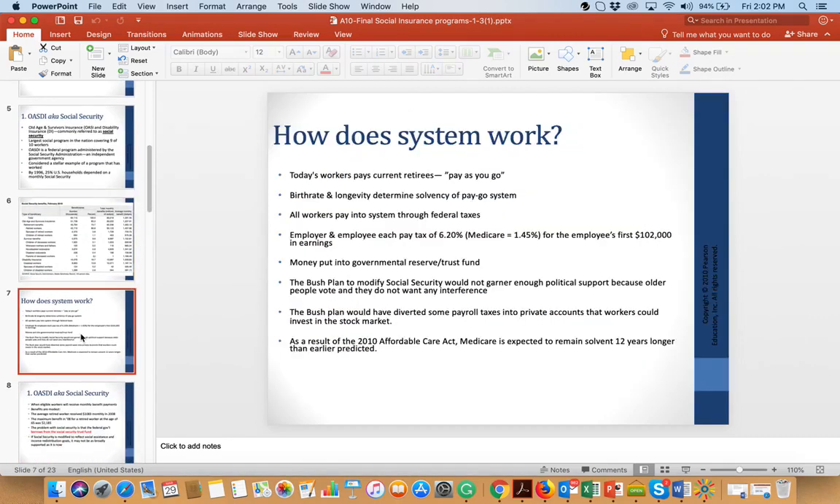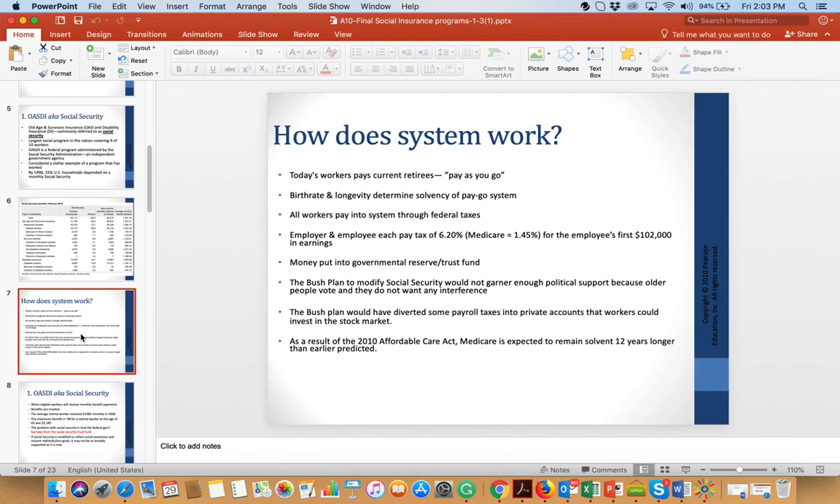So how does Social Security work? This is how it works. Today's workers, meaning you and me, pay into the system, and the money that we pay into the system is used to pay current retirees. That concept is known as pay as you go. So please read it carefully. I think it's a test question.